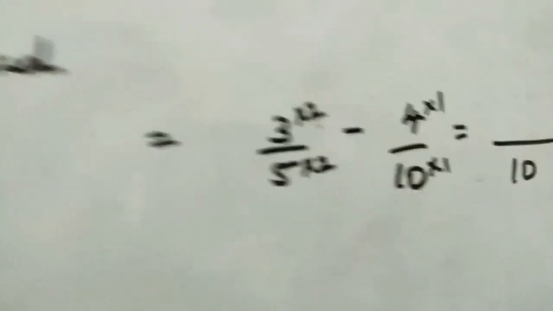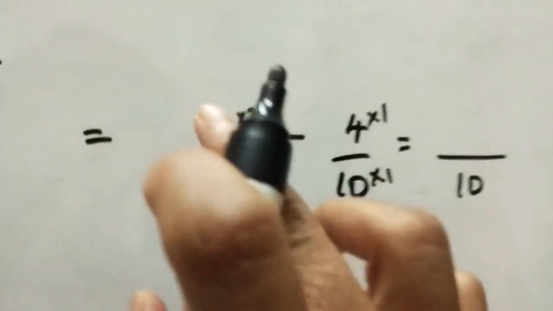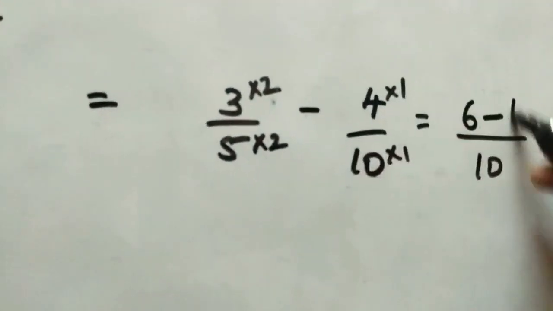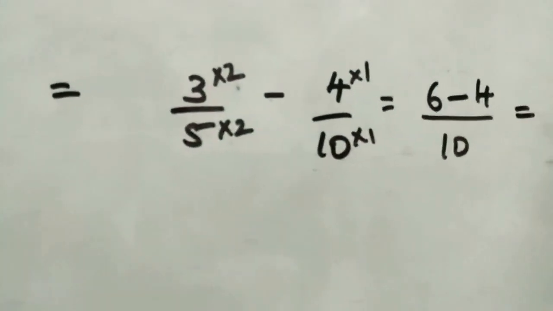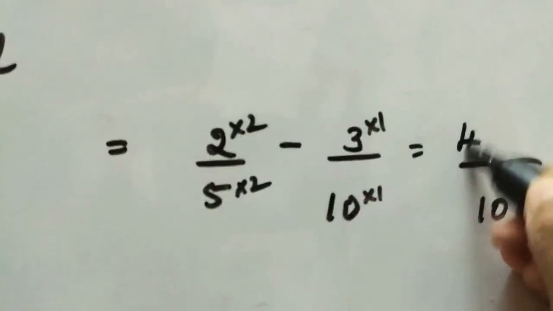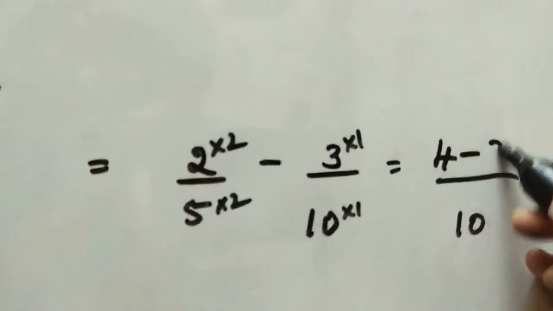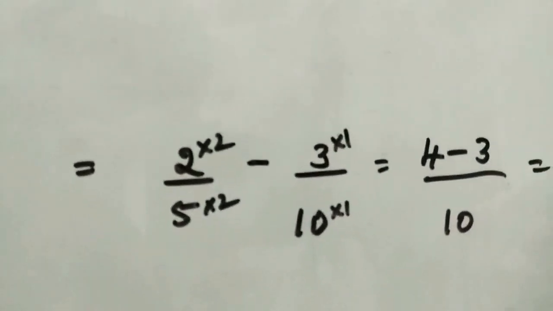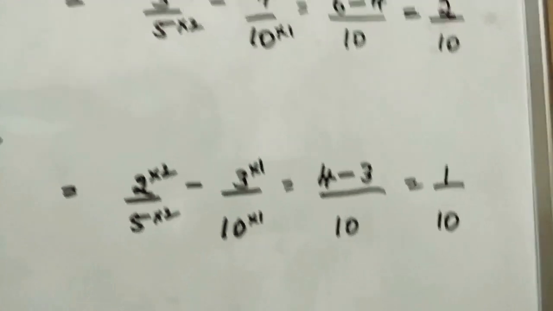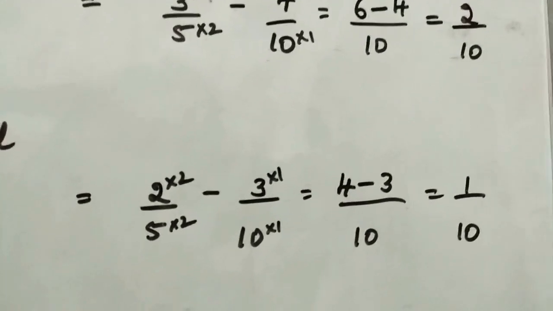Now let us go for the calculation. Next step. 3 2s are 6 minus 4 1s are 4. So we get 2/10. Then 2 2s are 4 minus 3 1s are 3. So we get 1/10 as the answer. Now just observe 2/10 and 1/10.